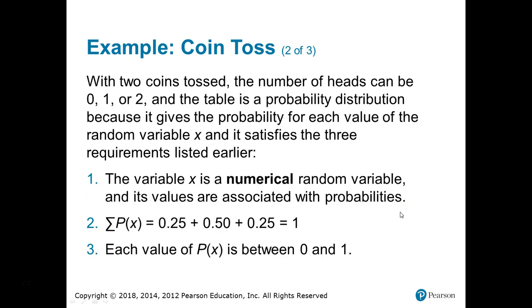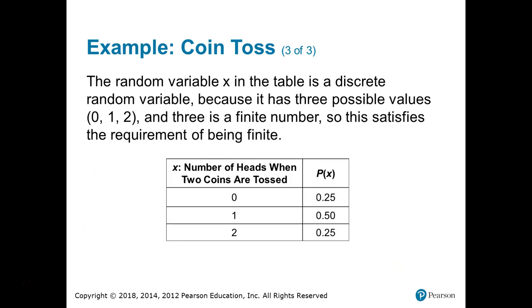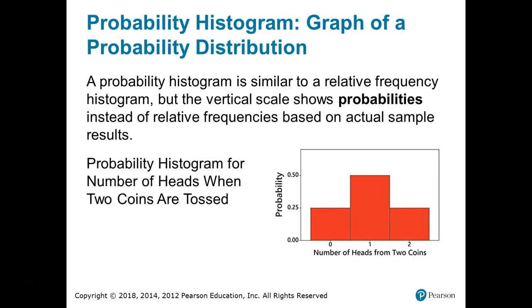But we want to depict that on a histogram. So let's first check our requirements, and we'll find that the requirements are met. The variable x is numerical, the sum of all probabilities equals 1, and each individual probability is somewhere between 0 and 1. So the random variable x in the table is a discrete random variable because it has 3 possible values, and 3 is a finite number. So it satisfies that requirement as well.